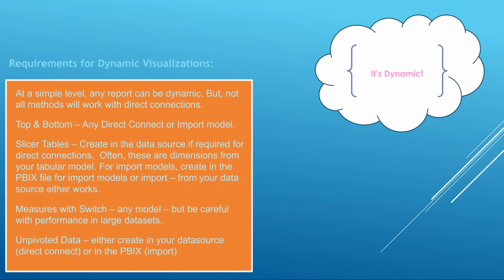And unpivoted data, which I think is the best method you can use for really creating a truly dynamic report. And we'll go over this again in detail as we go on. But again, if you're using a direct connect data source, you're going to have to create this unpivoted table inside your direct connect data source.